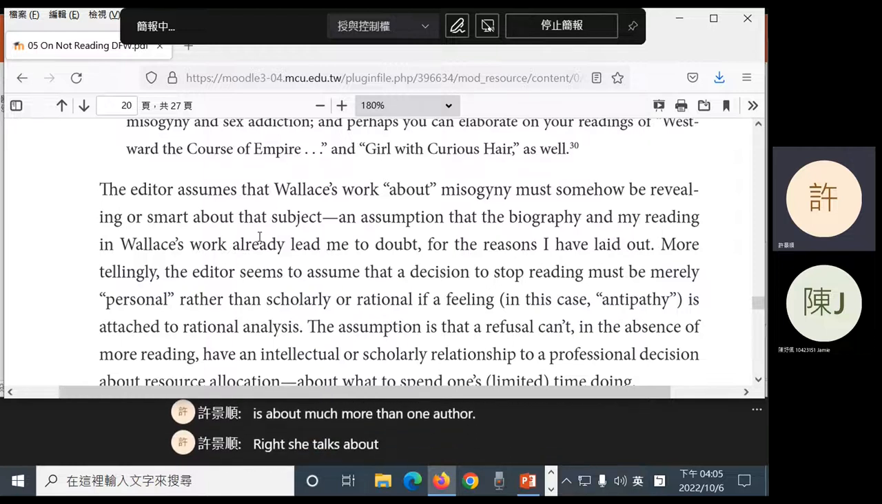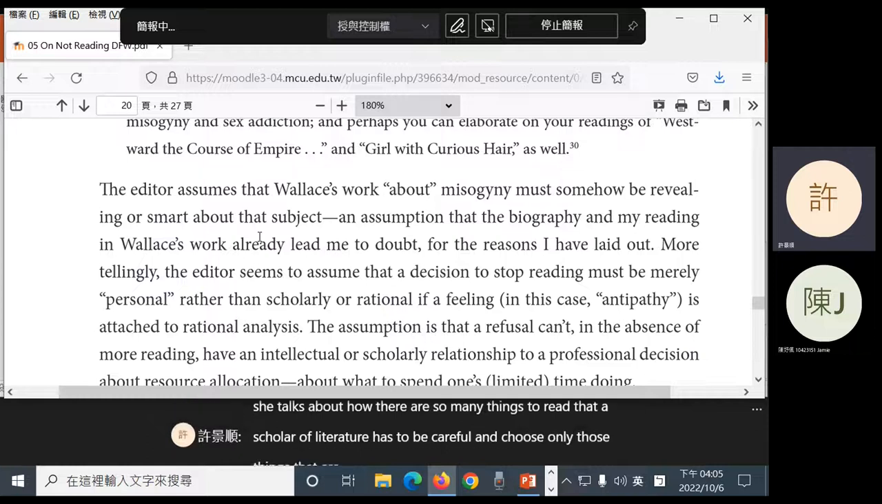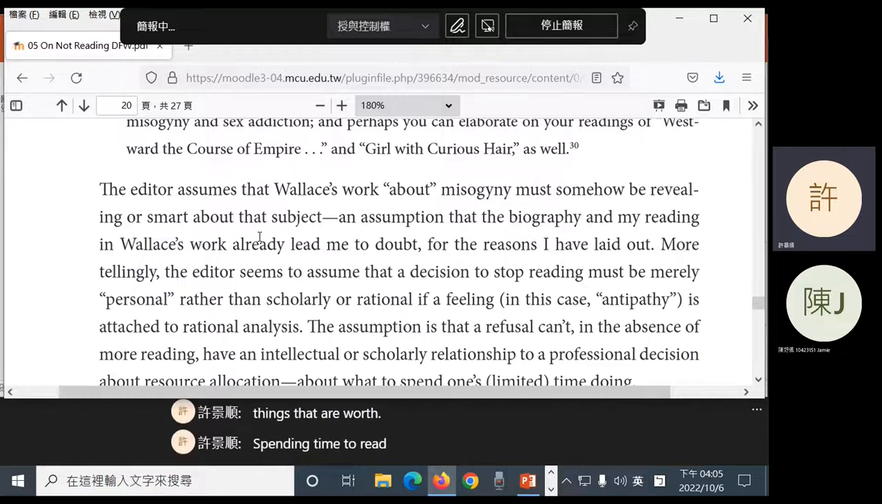She talks about her own process to decide not to read more of his work. She talks about how different people have this kind of process of making DFW into an important author that everybody supposedly has to read. She talks about how there are so many things to read that a scholar of literature has to be careful and choose only those things that are worth spending time on. It's about much more than just one author. And I think that those extra parts are also the academic parts of this essay.